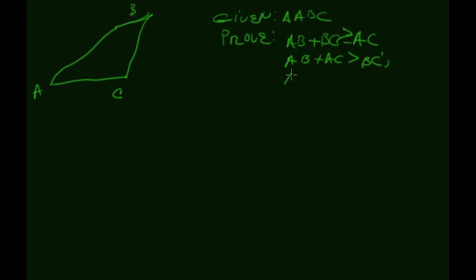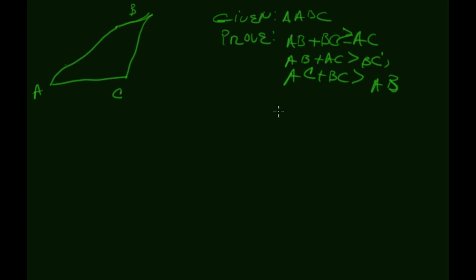And AC plus BC has to be greater than AB. Now note, one side of this triangle is larger than the other two. Okay, so in this case it's AB. So we can automatically get that AB plus another side is going to be bigger than the third. So that's not really the question here.